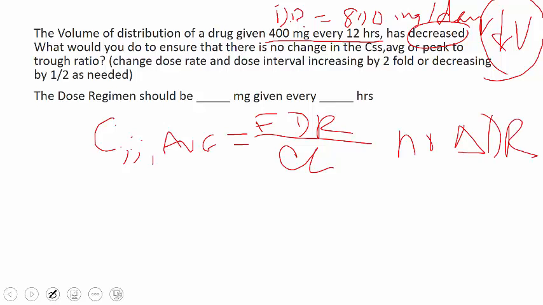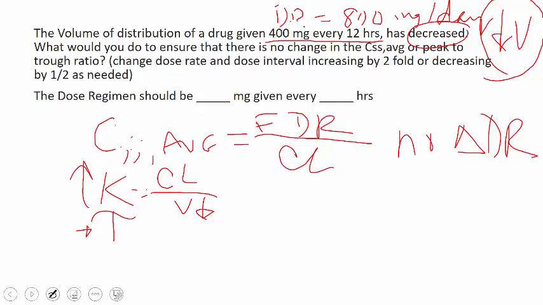How about dose interval? We need to look at peak to trough ratio. What determines peak to trough ratio? Well, we know K and tau. We control tau. But what about K? K is determined by clearance and volume. What's happened here? We've had a decrease in volume.